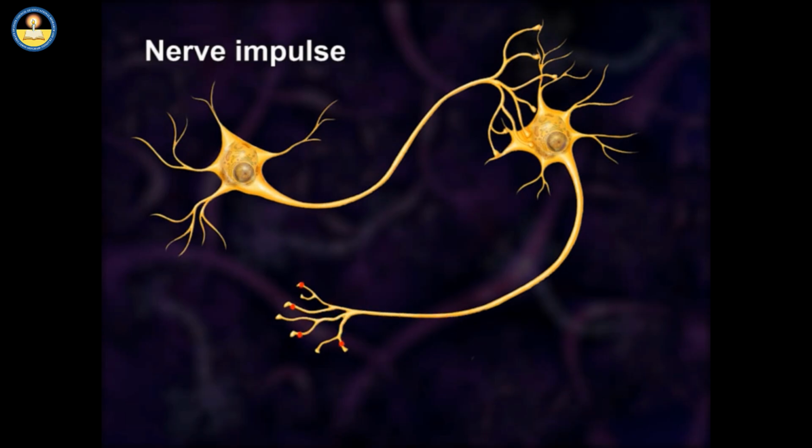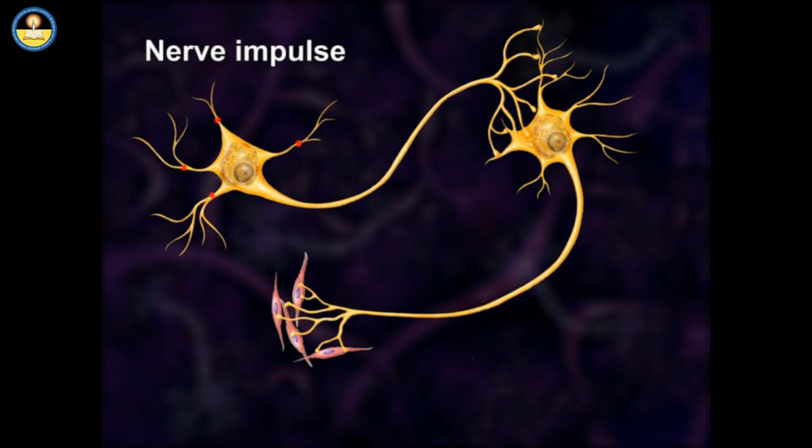Finally, the impulse is delivered from neurons to other cells, for example, the muscle cells or glands to elicit the desired action. This is a general scheme of how a nerve impulse travels in the body.